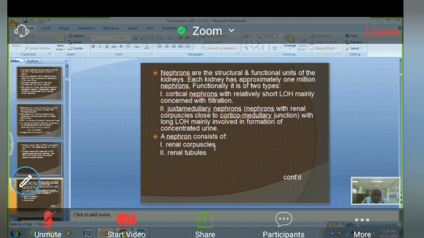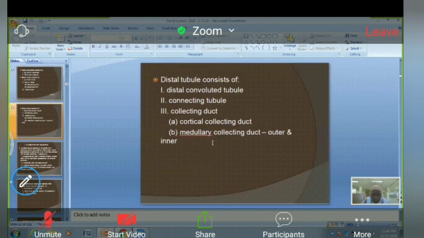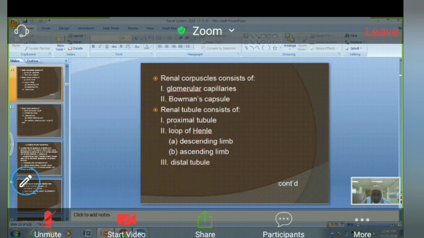As there is less than 1 minute, renal corpuscle means glomerular capillaries encased in Bowman's capsule. This is called the renal corpuscle. Okay, and renal tubules consist of the proximal tubule, loop of Henle, and distal tubule. As there is less than 1 minute, we have no scope to include more.